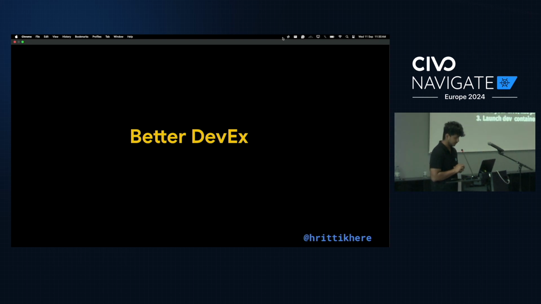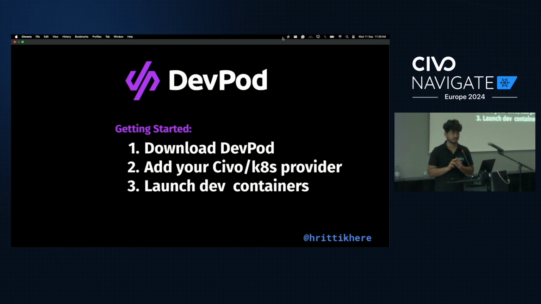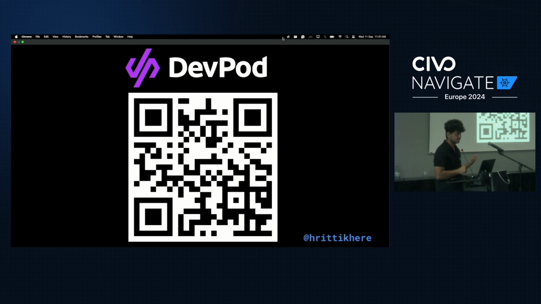Now, last is how can you use Depod right now? So you need to go to depod.sh and download the Depod CLI or the app, whatever you like. And then you can add your Civo or Kubernetes provider. And then you can just easily launch dev containers. So I've just recorded a simple demo for this. Before that, there's a QR code if you want to go to depod.sh, and it is Depod, the same spelling, .sh, if you want to type that on your device.